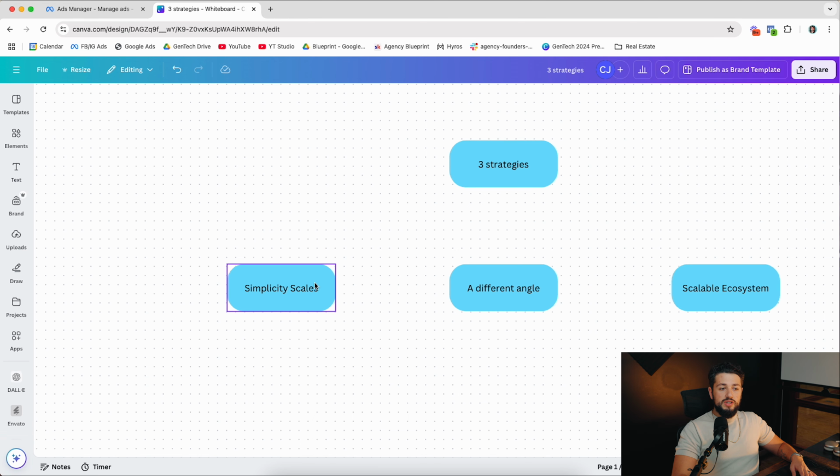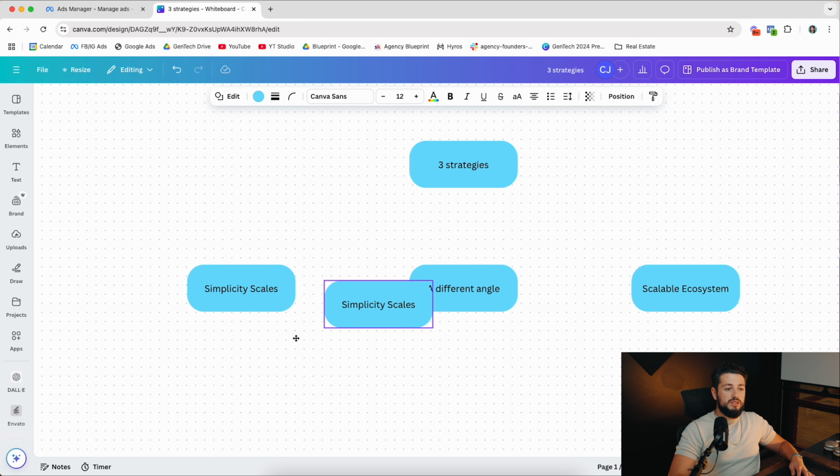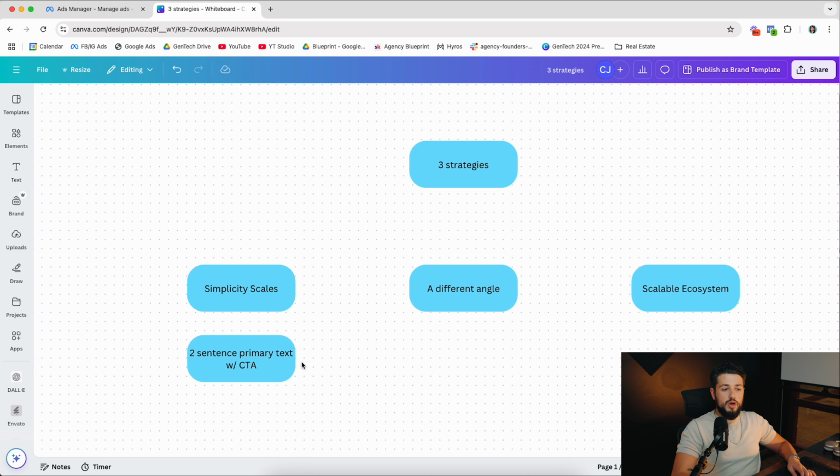So the first thing is simplicity scales. When it comes down to the ads, a lot of people try to overthink what they want to say in their primary text, in their headline, in the videos, all these things. You don't, okay? So what we did for this is we made a 2-sentence primary text with a call to action, right? So 2 sentences.